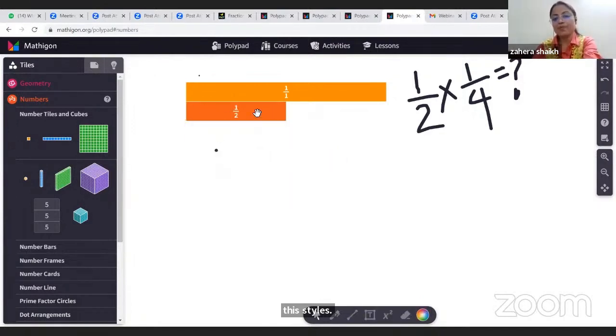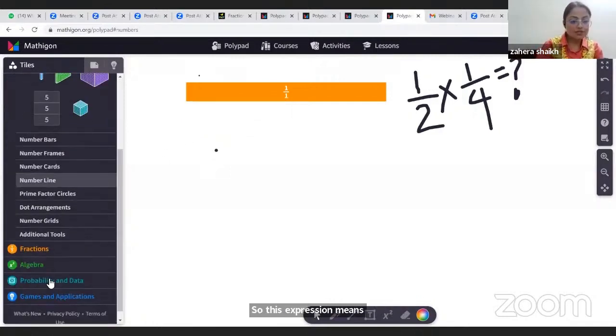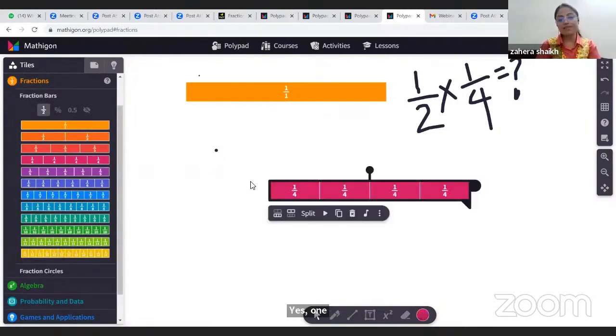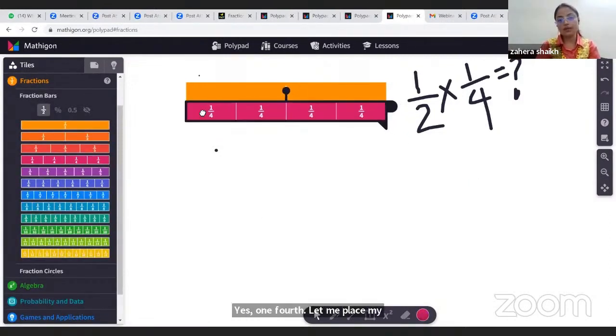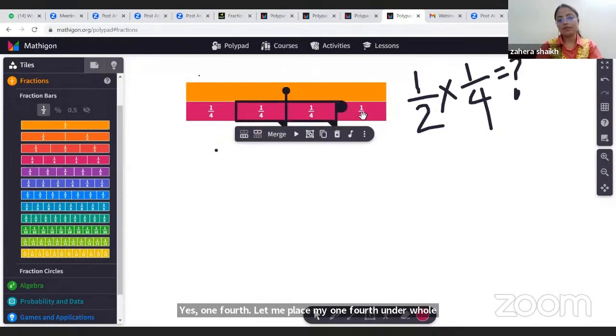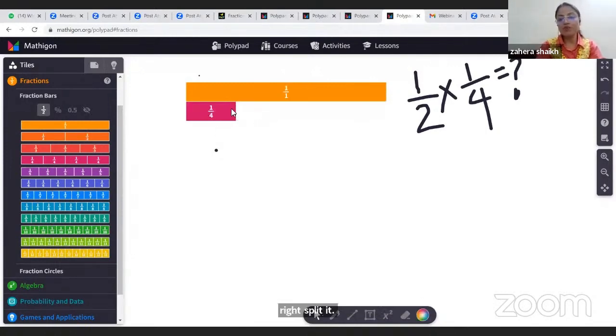So this expression means fraction. Yes, 1/4. Let me place my 1/4 under whole, right? Split it. And I have to know what is the half part of this 1/4. It means I have to divide this 1/4 into 2 equal parts.